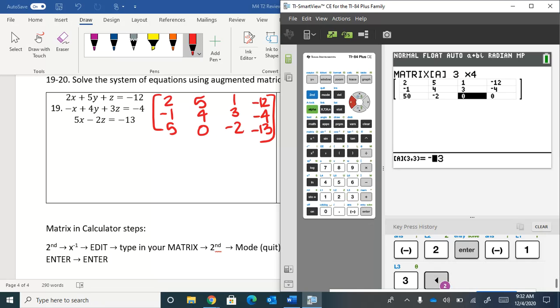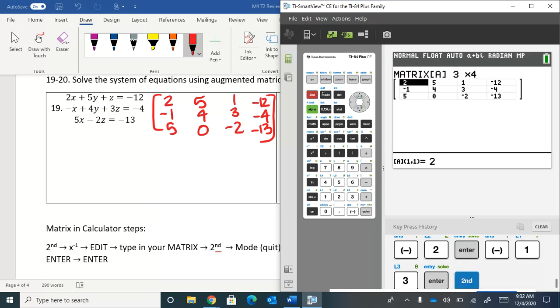Oh, and you have to be very careful on these as well, because see that I did 50 here? It was supposed to be 5, 0, -2, -13. And then I'm going to come over here and look at my points that I was supposed to have in and double check that I did that correctly.